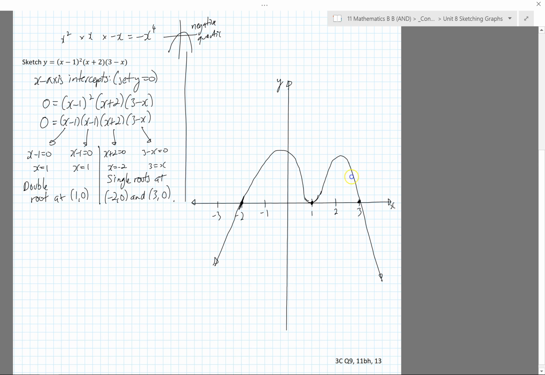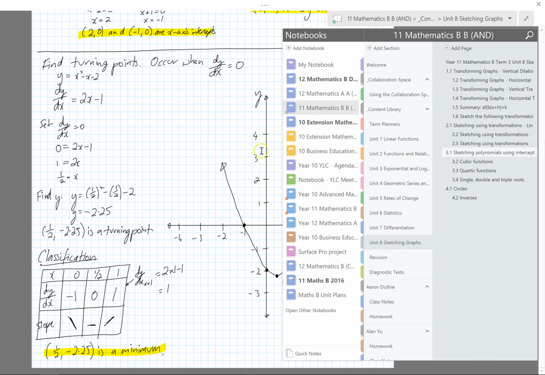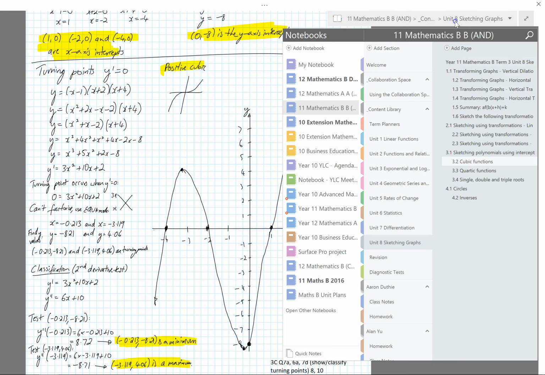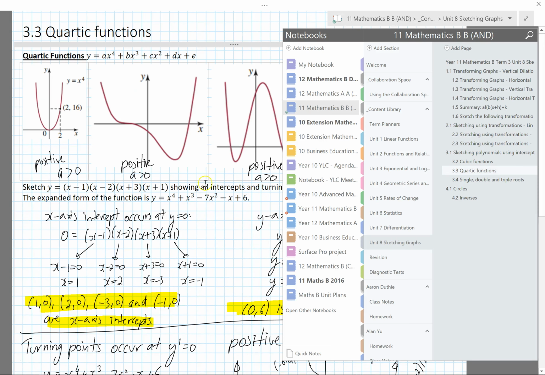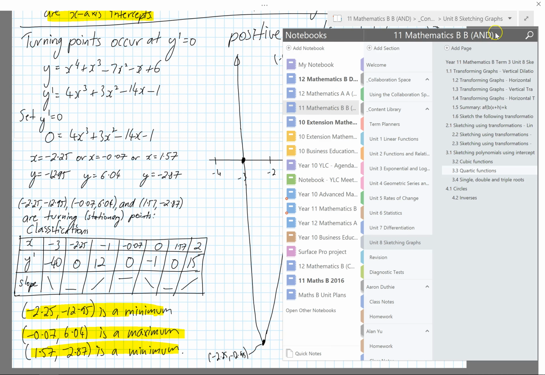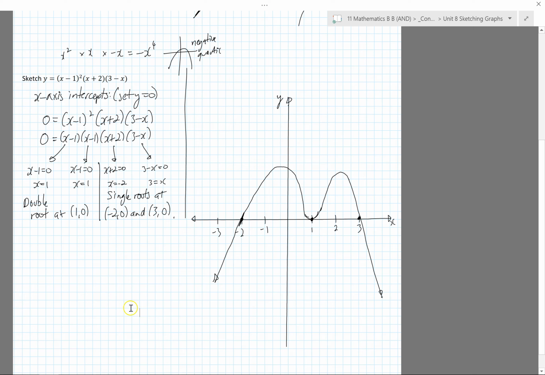So, quick recap: what have we done? We've looked at sketching quadratics, looked at sketching cubics, and we've looked at sketching quartic functions, just using the intercepts and the turning points. So there's a few questions to have a go at for you to practice.